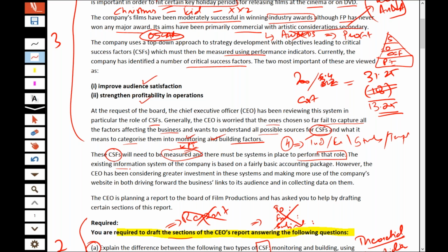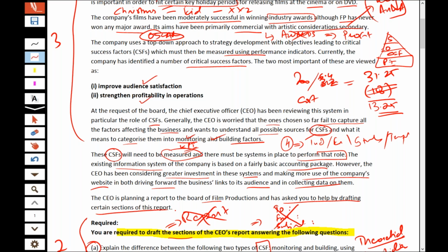It says the existing information system is based on a fairly basic accounting package. However, the CEO has been considering greater investment in these systems and making more use of the company's website, driving forward the business links to its audience and collecting data on them. The CEO is planning a report to the board of film production and will ask you to help by drafting certain sections of this report.